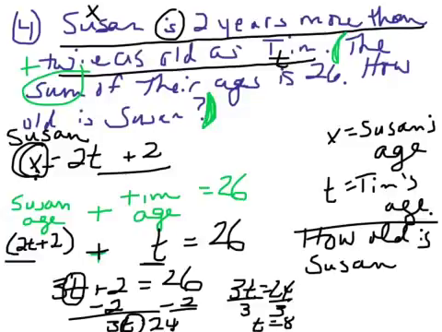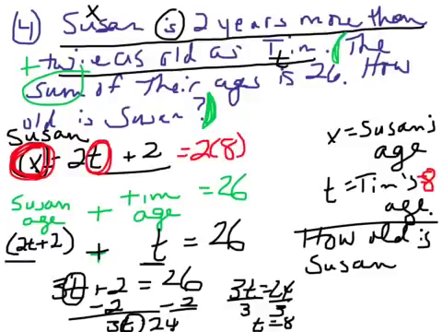So we know Tim is 8. I'll write it over here in red. He's 8. Well, Susan is just 2 times T plus 2, right? And this is her age right here. So if I put that T in there, which is 8, I can find out how old Susan is. She's 2 times 8, which is 16, plus 2, so that makes her 18. So how old is Susan? She's 18 years old.